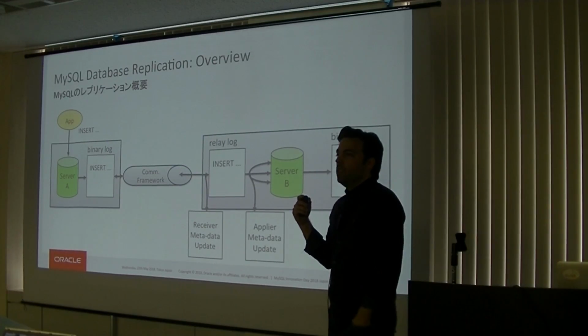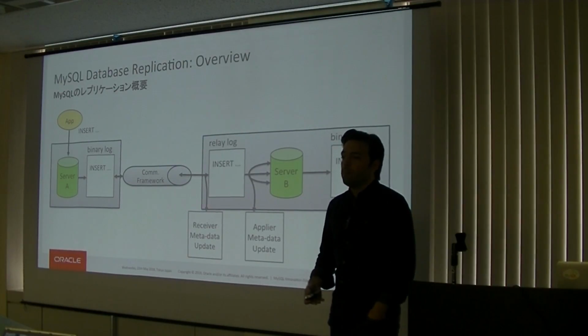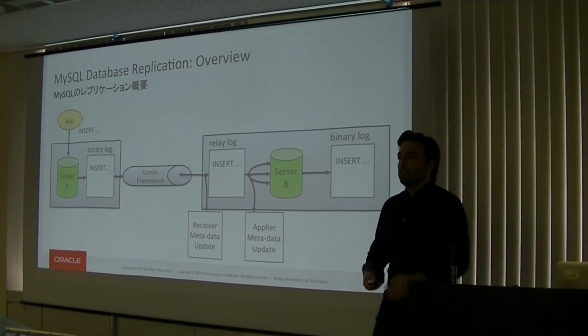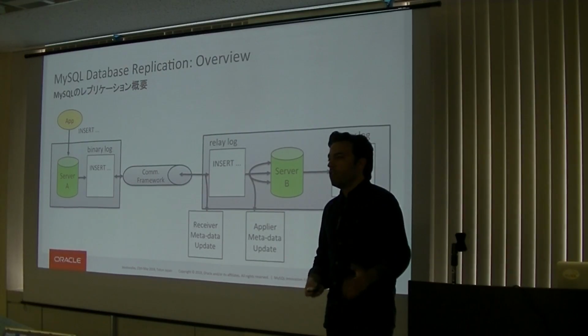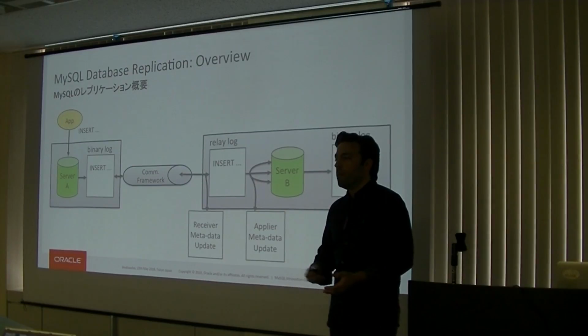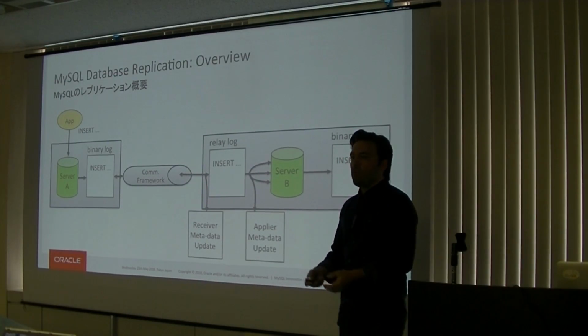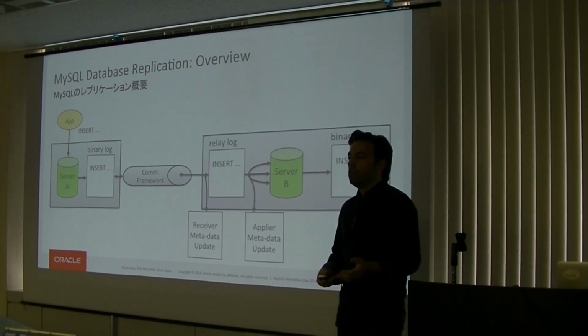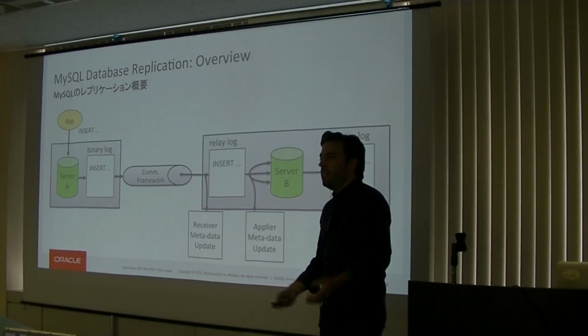Up until 5.7, the communication framework was quite simple in the sense that with asynchronous replication, we have one master, and then between the master and the slave, there's a TCP connection on top of which the MySQL protocol is used to transfer the bin log between one master and one slave.